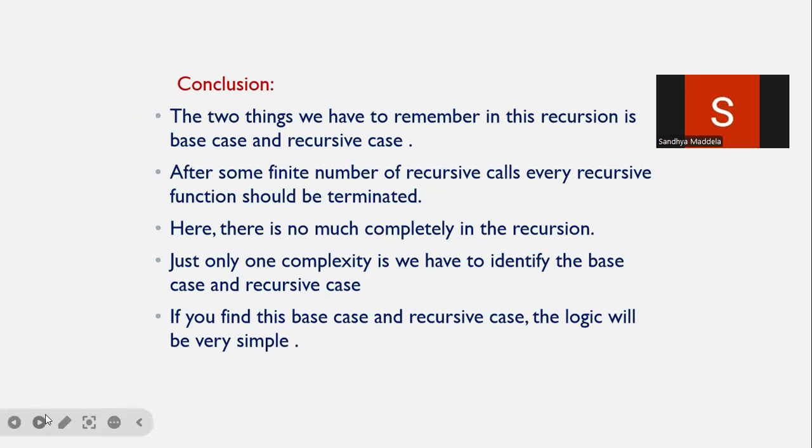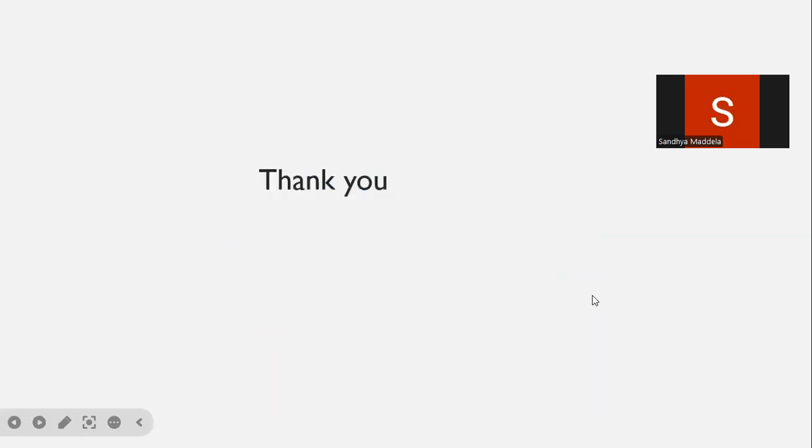So at last, coming to the conclusion, the two things we have to remember in recursion are the base case and the recursive case. After some finite number of recursive calls, every recursive function should be terminated. There is not much complexity in recursion. The only complexity is that we have to identify the base case and the recursive case. If we find them, the logic will be very simple. Okay, thank you.